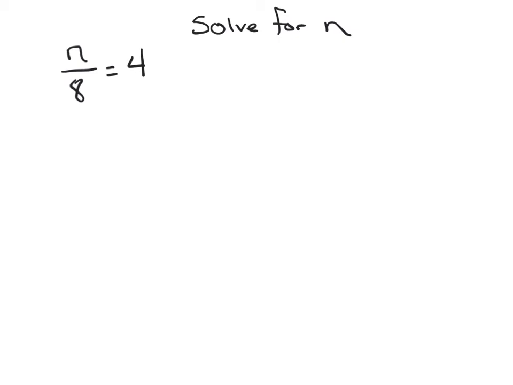Trying to solve for n, let's read the equation. n divided by 8 equals 4. The inverse operation of division is multiplication. So we want to multiply both sides by 8.